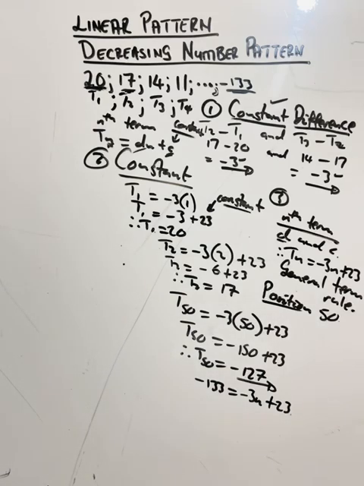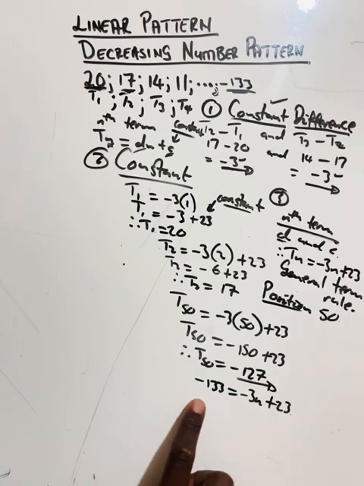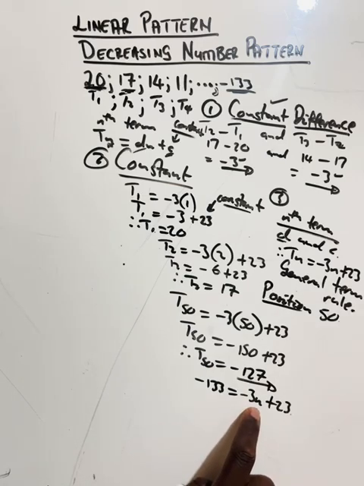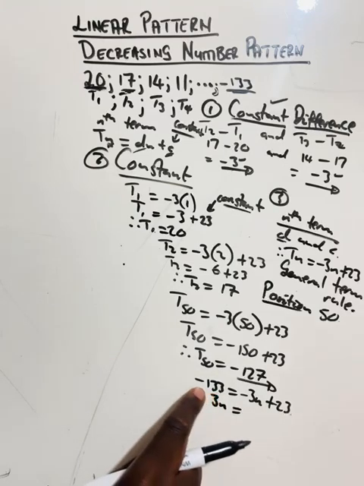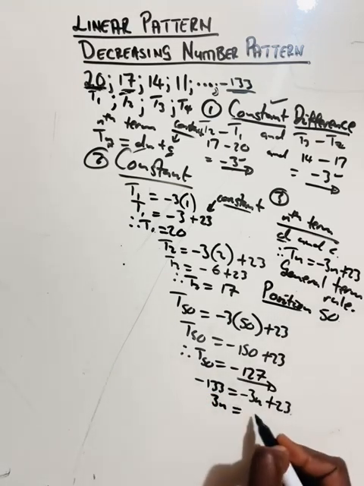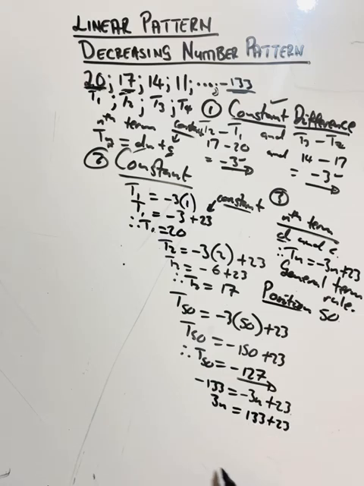What are we going to do? Now, negative 133 and 23, these are like terms. So I'm going to transpose. When I transpose this negative, it becomes a positive. Now I've got a positive 3n is equal to, when I transpose the negative 133, it becomes a positive as well. Positive 133 plus 23. So now I say 3n is equal to 133 plus 23, it gives me 156. So here I say 156.